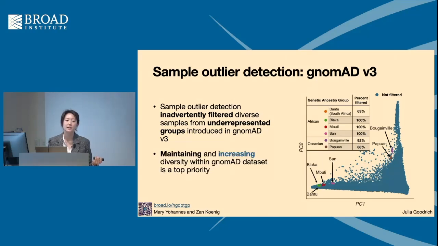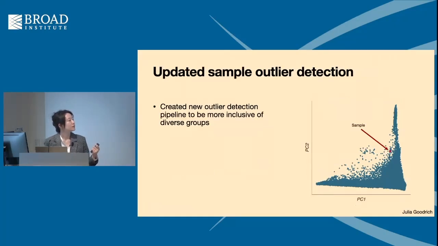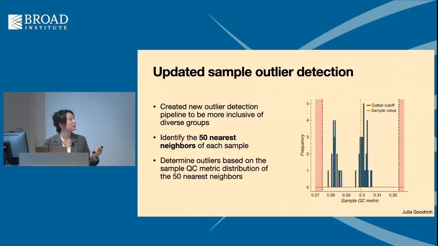So maintaining and increasing diversity in gnomAD is a top priority, so obviously we did not want to be inadvertently filtering these diverse samples. So to fix this, for gnomAD v4, we created a new outlier detection pipeline that was designed to be more inclusive of these diverse groups. The first thing that we tried was a new method called the 50 nearest neighbors method, where we looked at the 50 nearest neighbors for each sample in Euclidean space based on the PCs. And then we determined outlier metrics based on those 50 nearest neighbors.